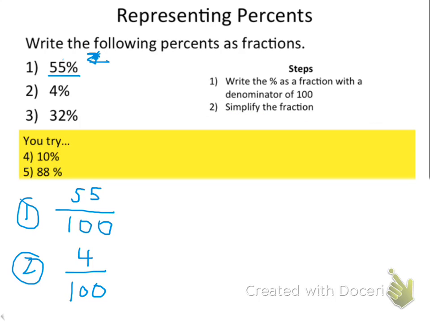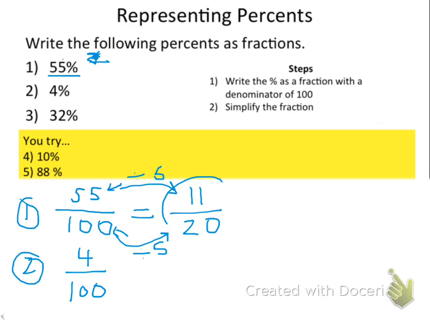Well, we need to simplify 55 out of 100 and write it in its simplest form. Well, I know that both 55 and 100 are divisible by 5, so I'm going to divide them by 5. 55 divided by 5 is 11, and 100 divided by 5 is 20. So this will be my final answer.